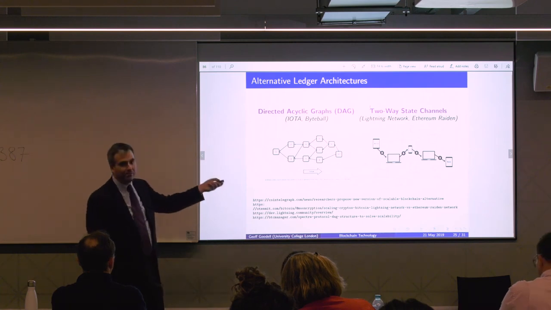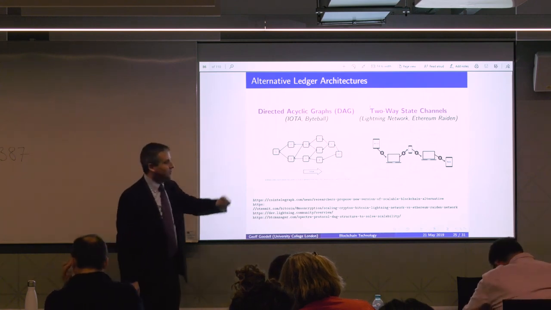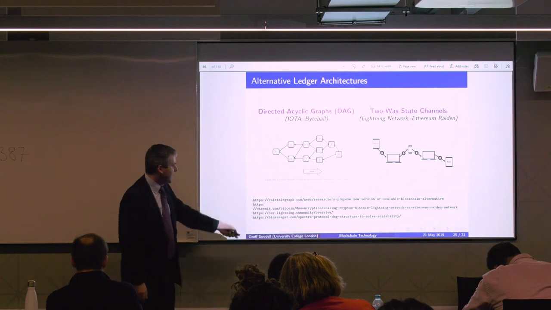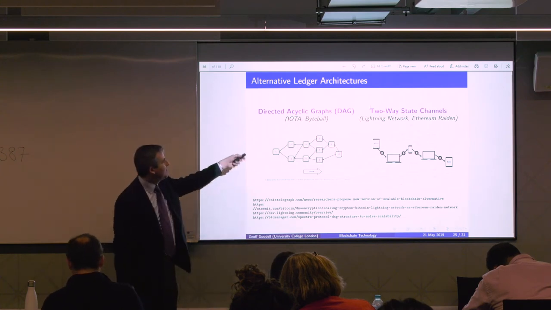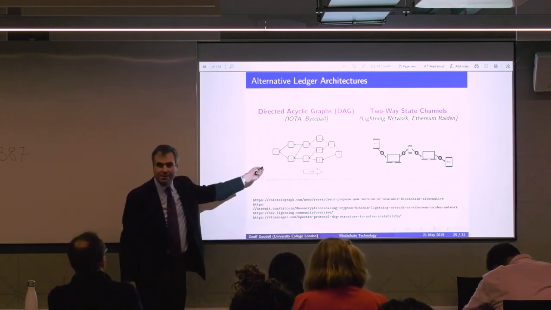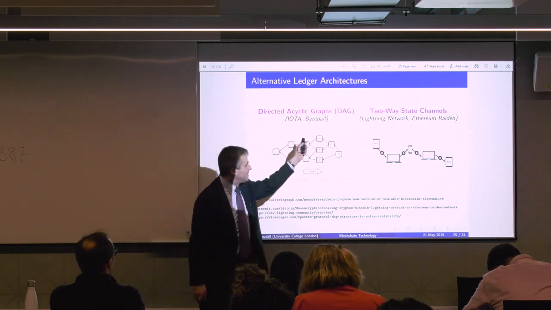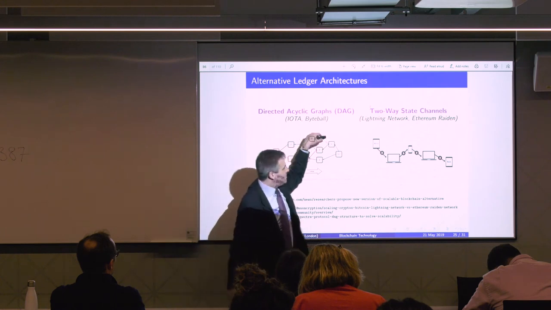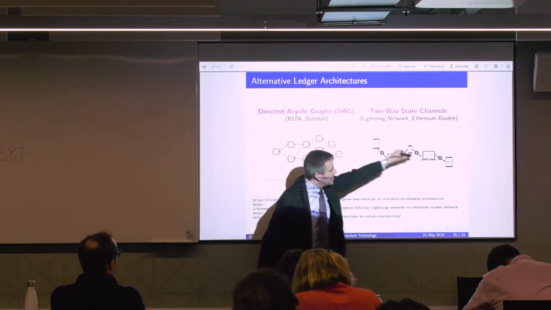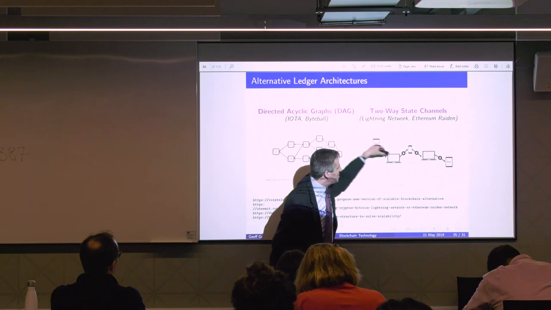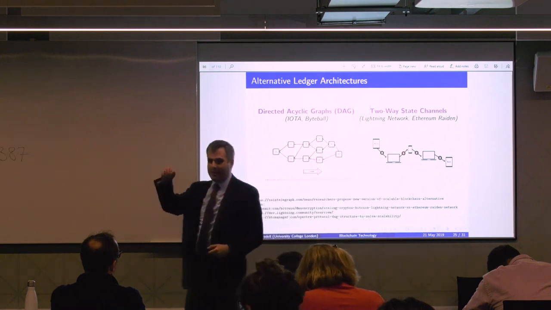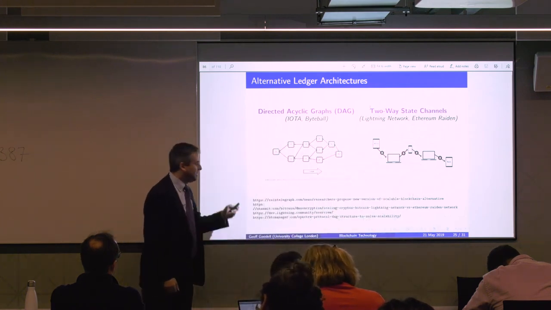So there are different ledger architectures. I encourage you to look these up. I have some nice links here. IOTA and Byteball use generalized decentralized acyclic graphs. Lightning Network and a few others have these state channels, which are basically like correspondent banking. They're sending a channel through the network, and the transaction is not consummated until it's done.